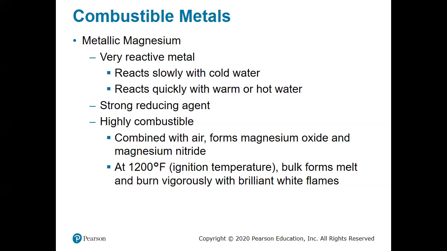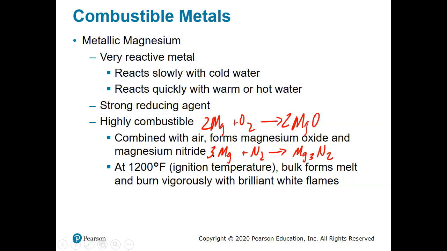Because again, like the alkali metals, the alkaline earth metals want to get rid of electrons, and so magnesium is very willing to give its electrons away. As we have seen, magnesium is a very highly combustible material. When it combines with air, it'll form magnesium oxide and magnesium nitride. Both will happen. Magnesium with oxygen will form magnesium oxide, and magnesium with nitrogen will form magnesium nitride. Magnesium nitride, when combined with water, makes magnesium hydroxide, which is a basic substance.